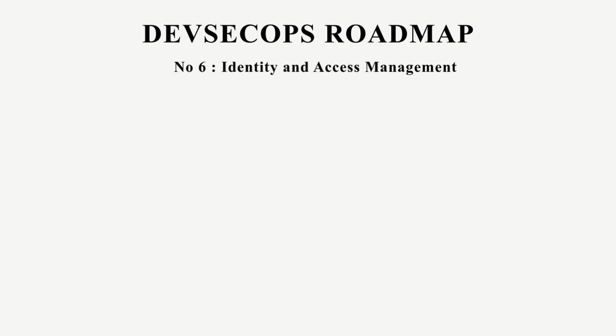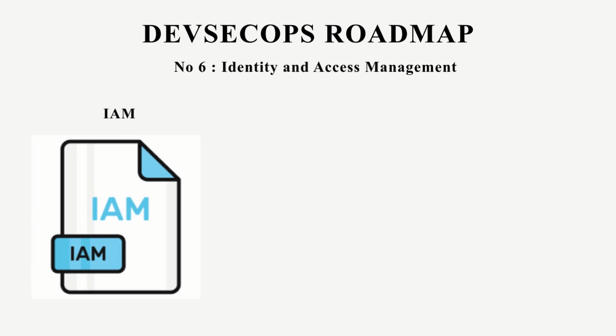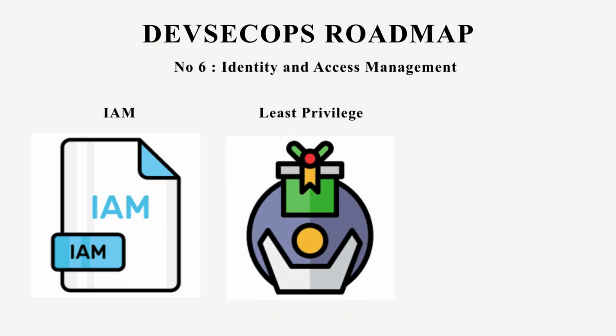Identity management is another key component of DevSecOps. Most organizations use identity and access management, also known as IAM. IAM controls who can access systems and resources. One very important concept here is the principle of least privilege. This means users should only have access to the resources they absolutely need.